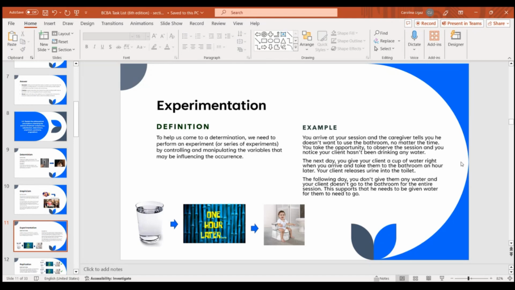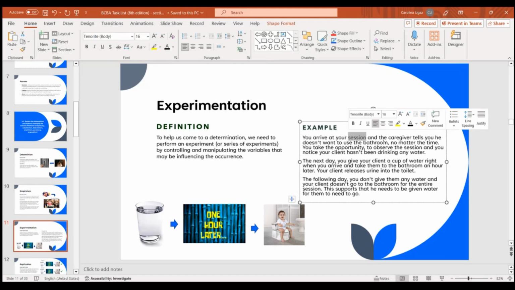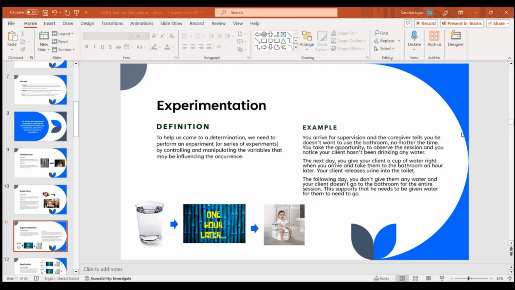Awesome. You arrive for supervision and the caregiver tells you... So you arrive at your session, you arrive for supervision. Okay. Observe the session. You notice your client hasn't been drinking any water. The next day, you give your client a cup of water right when you arrive and take them to the bathroom an hour later. Your client releases urine into the toilet. The following day, you don't give them any water and your client doesn't go to the bathroom for the entire session. This supports that he needs to be given water for them to need to go.